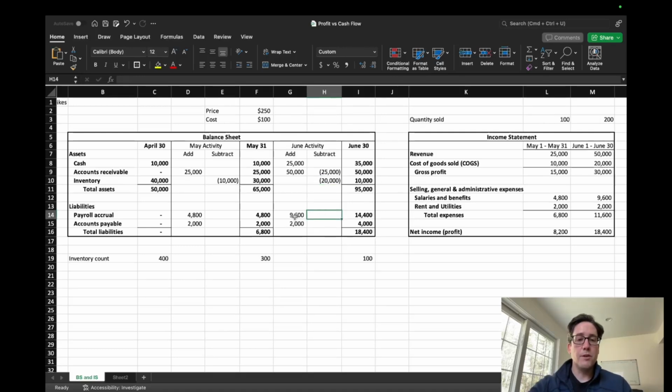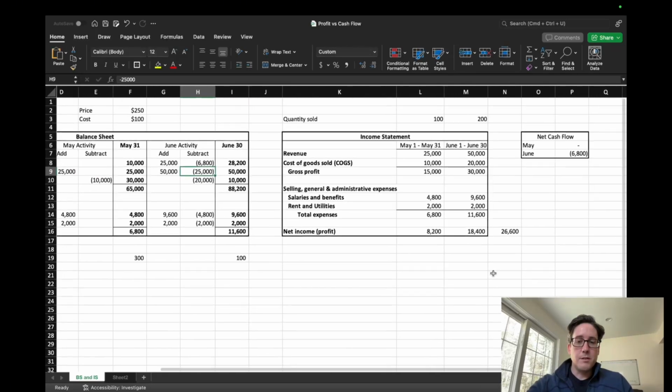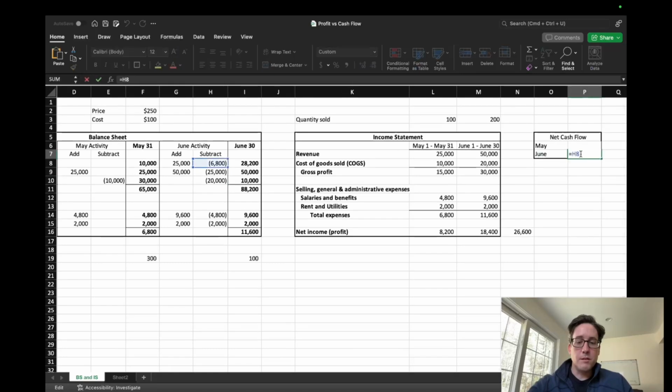Let's say I paid these on the first of the month when they were due. So my May expenses were $6,800. June's not due yet until July 1st. So on June 1st, I paid that $4,800, and I paid that accounts payable. And what's that do? That's going to subtract because I paid it out of cash. So now I'm going to have to do that. What's that do? Nope, this formula is not doing any good.